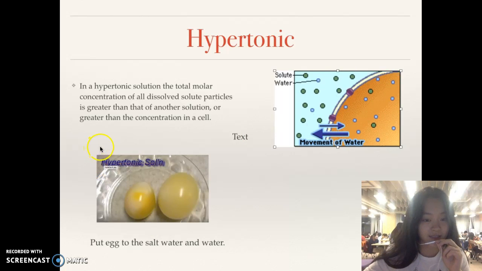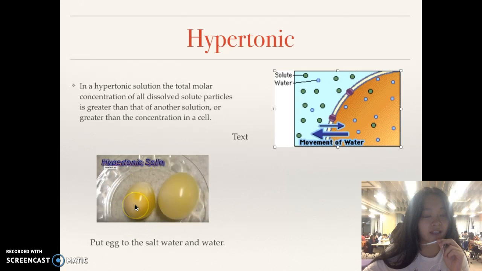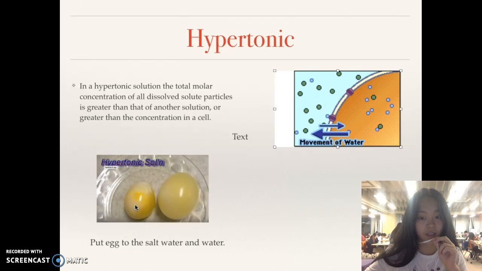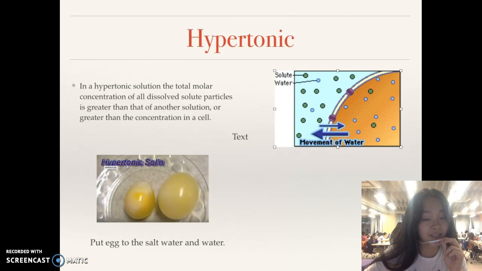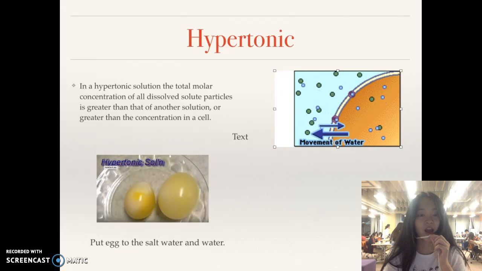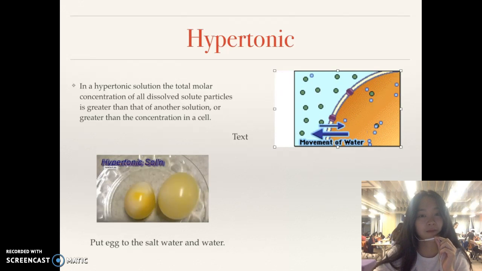So let's look at this example. It's still the egg example. The left one is put in the salt water, so it means that water leaves the cell. That is the effect of high concentration. So that is all of the vocabularies.